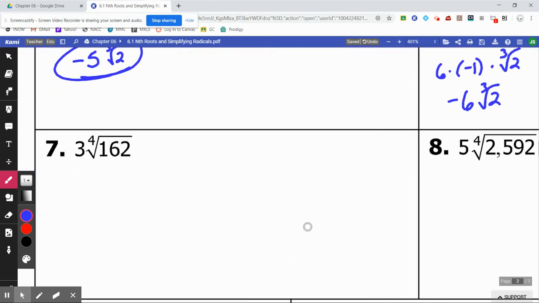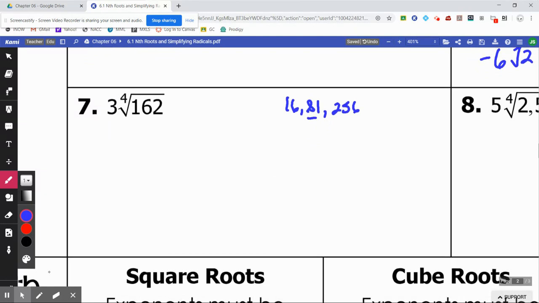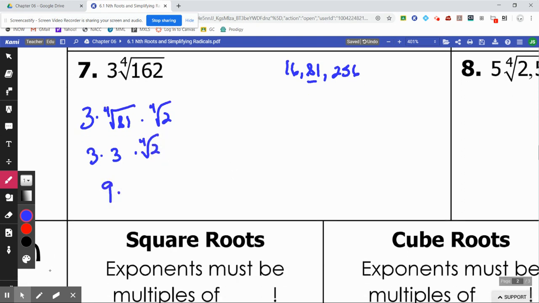Number 7. A fourth root now, the numbers I know fourth roots of. And notice I don't put 1 because it's not going to help if you break it into 1 times something. So you have 2 to the fourth. You have 3 to the fourth, which is 81, and you have 4 to the fourth, which is 256, which is already too big. 81, when you divide, will give you a 2. So we're going to split it into 3 times the fourth root of 81 times the fourth root of 2. The fourth root of 81 is 3. So you now have this. 3 times 3 would be 9 times the fourth root of 2 is the simplified version.